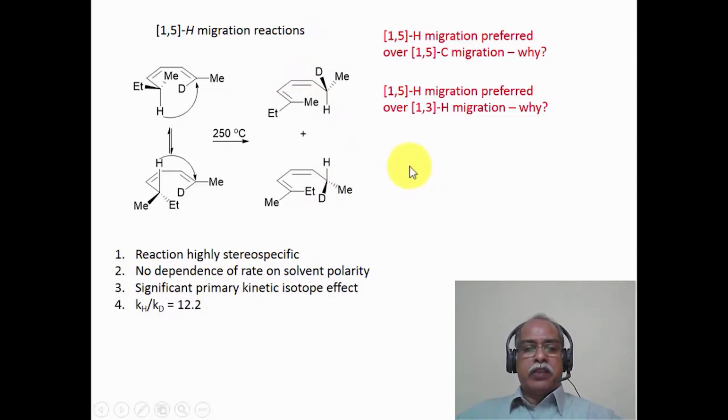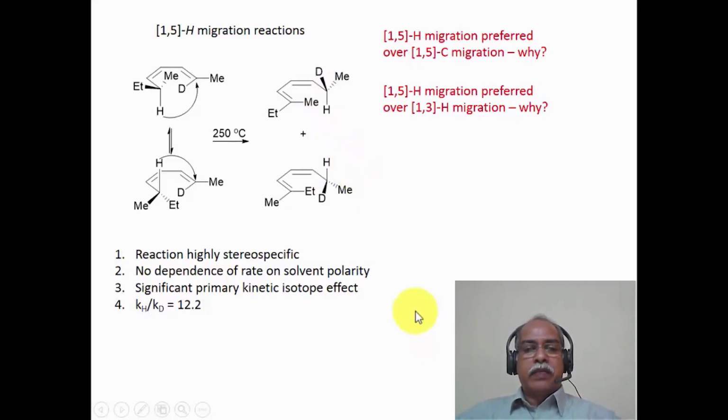The reaction is highly stereospecific in the sense that hydrogen migration is suprafacial in both cases, resulting in the formation of a mixture of these two products, where the stereochemistry here is defined as this, with the stereochemistry of the double bond to be here. In other words, the other combination of double bond stereochemistry with this sp3 carbon stereochemistry is not formed in any of these reactions.